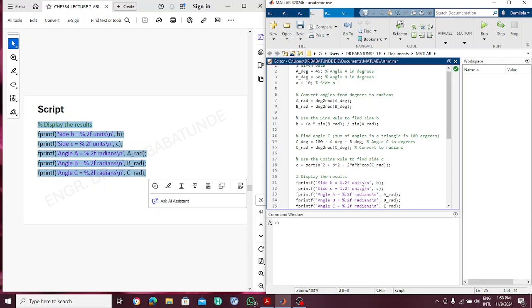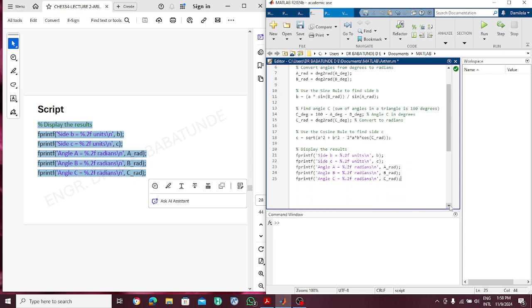So this part of the script is going to handle that. For the first one, we are calling fprintf so that we could print the result, and what we want to say is that side B equals a value. That value is our variable B, and we want that variable B to be printed in 2 decimal places. So that's a floating number, and we denote that by %f. The .2 is saying that this floating number should have 2 decimal places. After that, it reads side B equals that value, units.